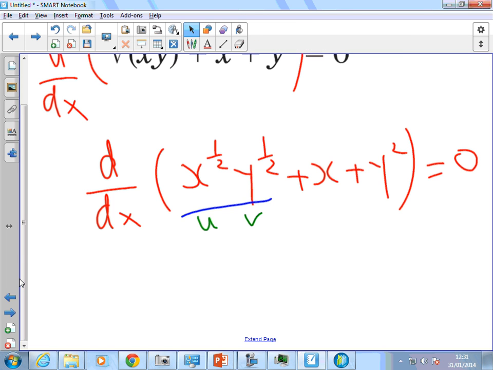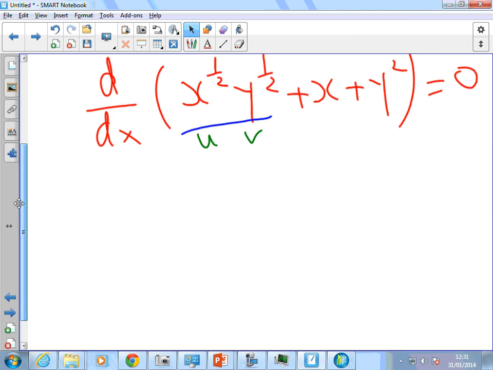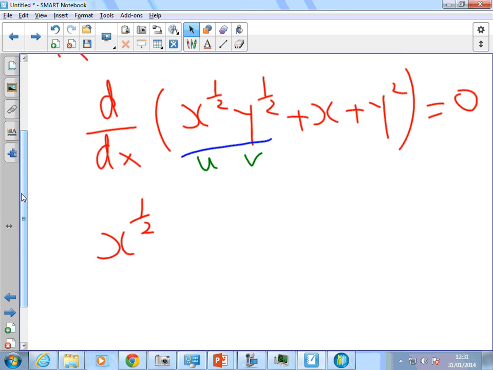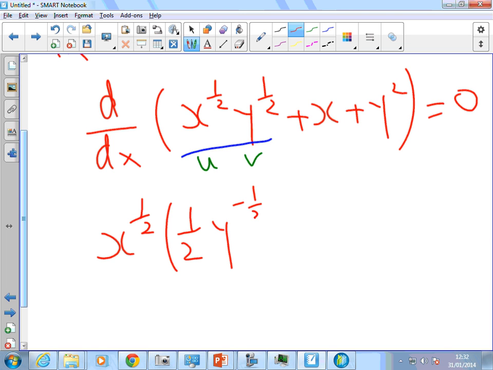Okay, so it's u dv by dx. So it's x to the power of a half dv by dx. Now here we have to be careful. We are differentiating y with respect to x. So we differentiate it with respect to y, and then we put a dy by dx for reasons we've already gone through. So I'll just put that in brackets. Differentiating y to the half with respect to y gives me a half y to the minus a half dy by dx.